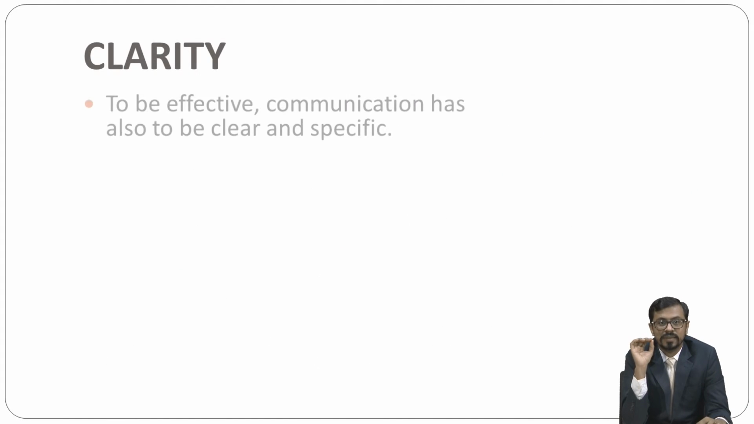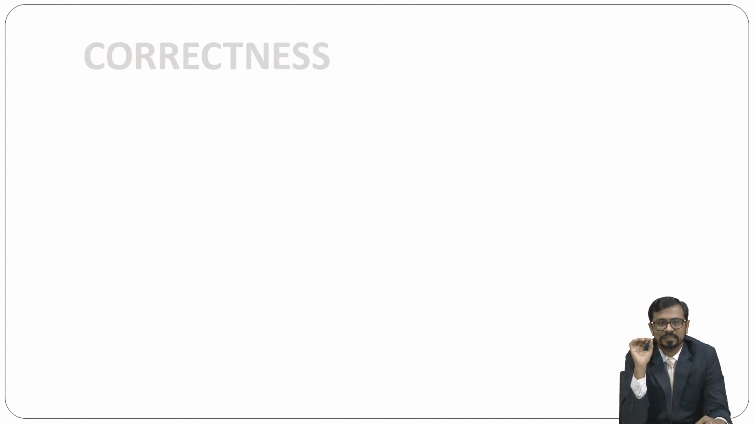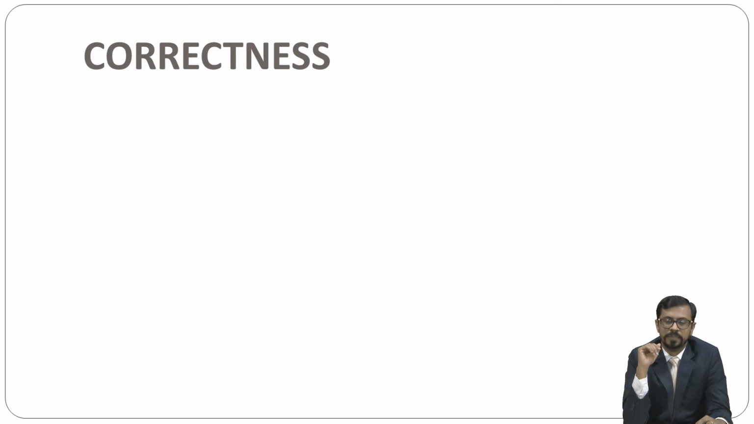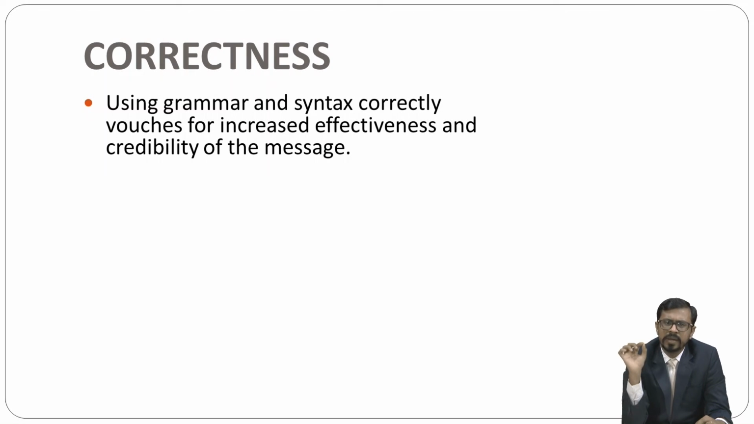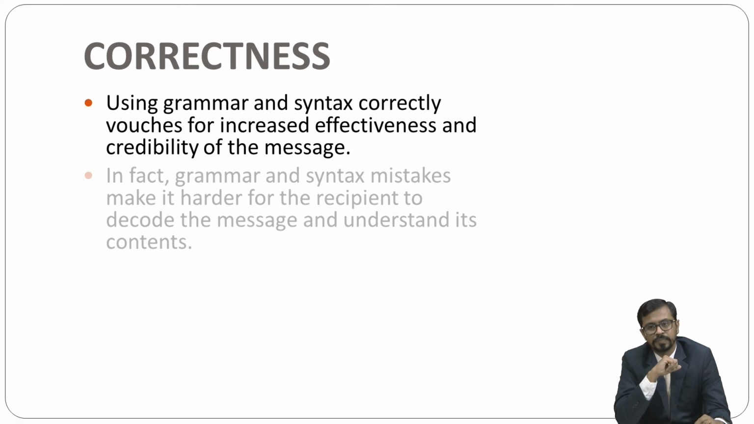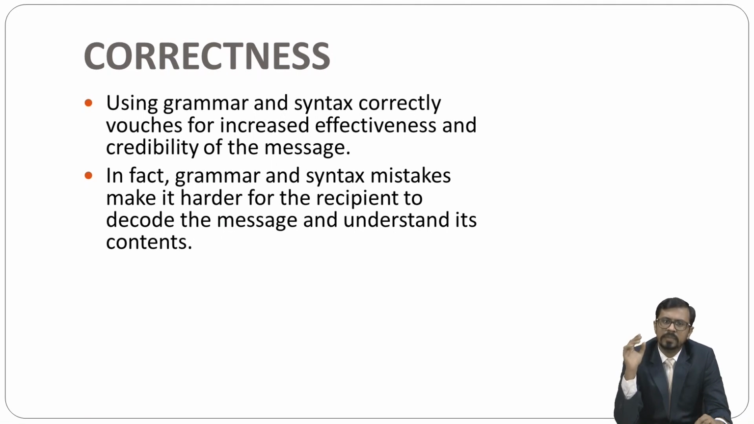All right, next. The next principle of effective communication is correctness. Using grammar and syntax correctly vouches for increased effectiveness and credibility of the message. That means whatever you are mentioning, whatever you are communicating should be grammatically correct, right? Grammar and syntax mistakes make it harder for the recipient to decode the message and understand its content. What happens is that when you receive a message that is not grammatically correct, you first have to decode the message. And then you will be able to understand it.